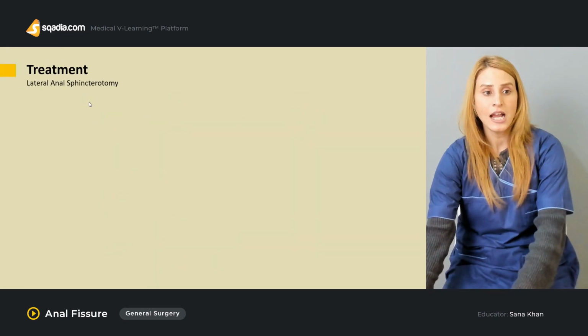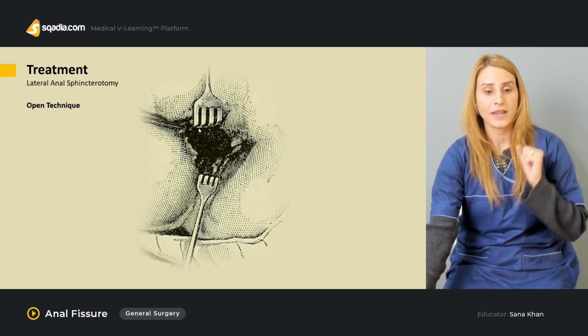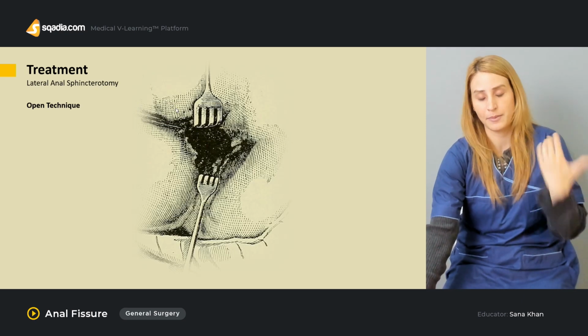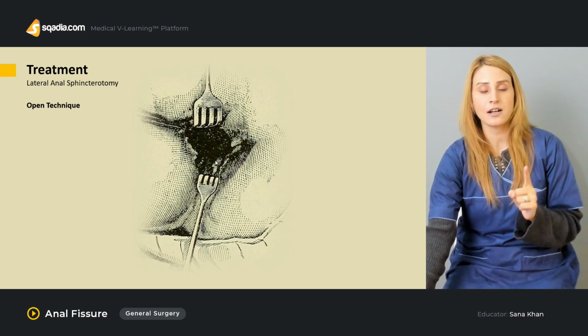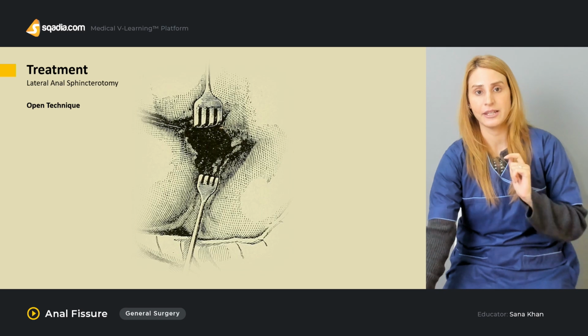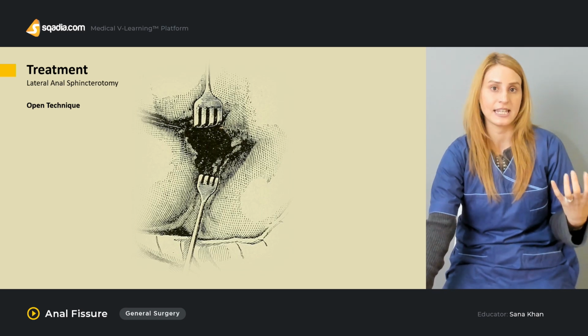So let's be more focused about the open technique. Initially we talked about the closed technique, and now we're talking about the open technique. So what do you do in an open technique? The principle still remains the same.